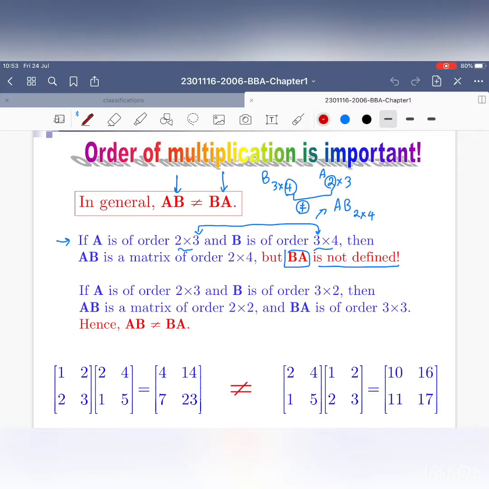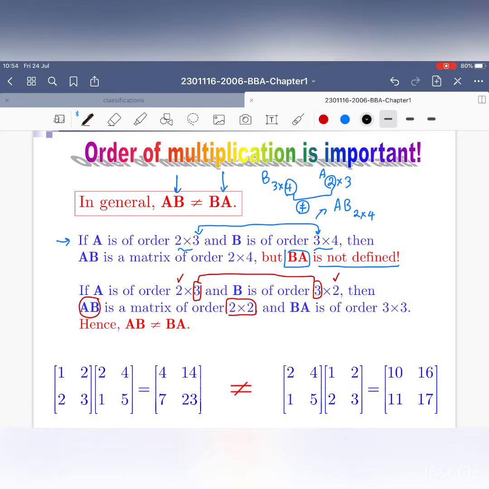Another example is if A is of order 2 by 3 and B is of order 3 by 2. You can see that the number of columns of A is the same as the number of rows of B. So A times B is defined, and A times B is a matrix of order 2 by 2, a square matrix.